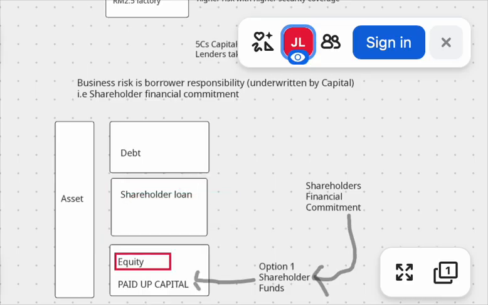Now, the difference between shareholder loan and equity is that the paid up capital is a permanent commitment. Once you're there, you can't take it out. It's a permanent commitment. But a shareholder loan is with the expectation that you will have the repayment.